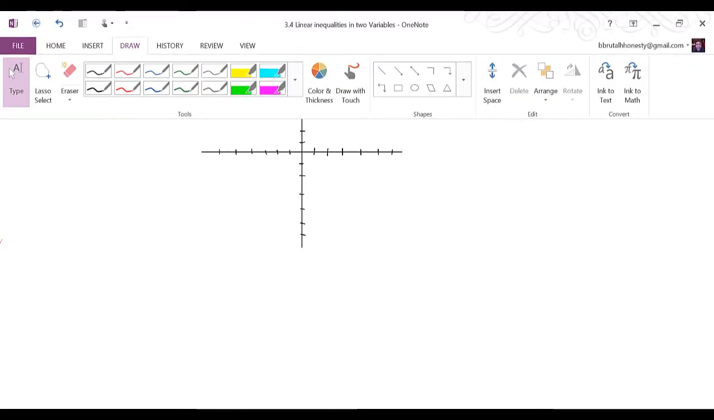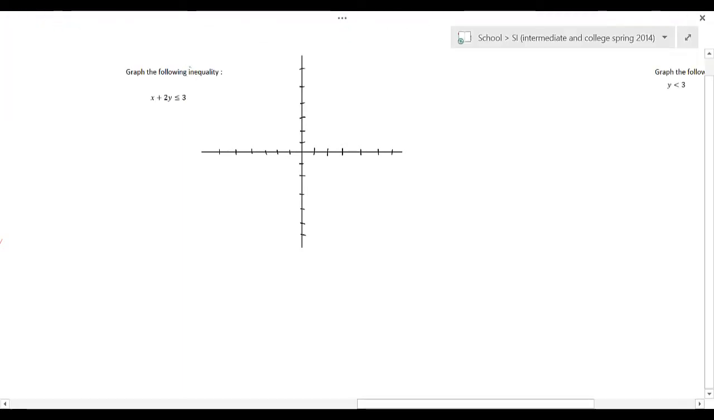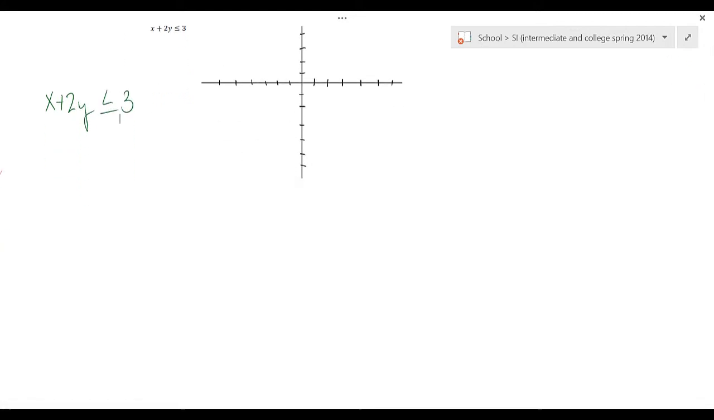Let's do this one in green. We're asked to graph the following inequality. And like I said before, the first step to graphing any inequality is getting it into a form that we're already familiar with. Let's go ahead and get it into slope-intercept form. So I've got x plus 2y is less than or equal to 3. Let's solve for y, as we do when we use slope-intercept form.